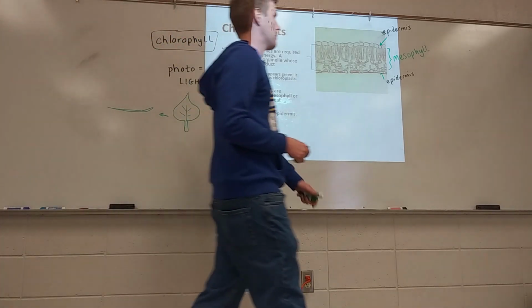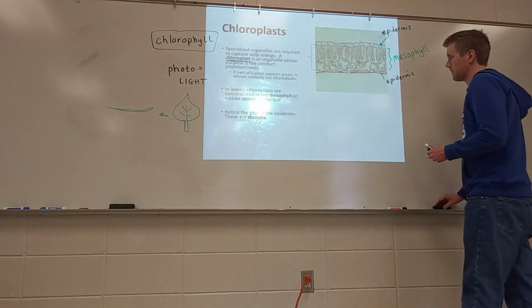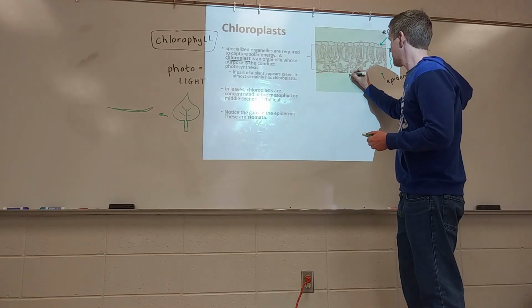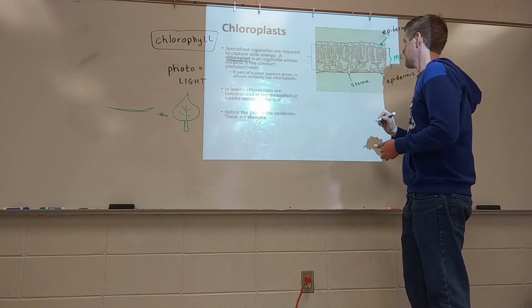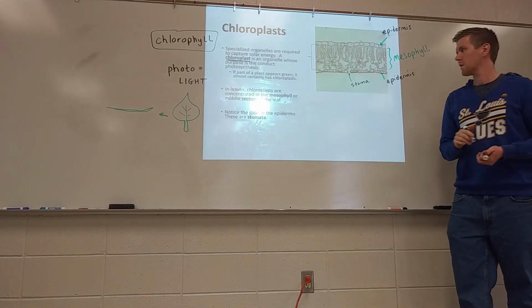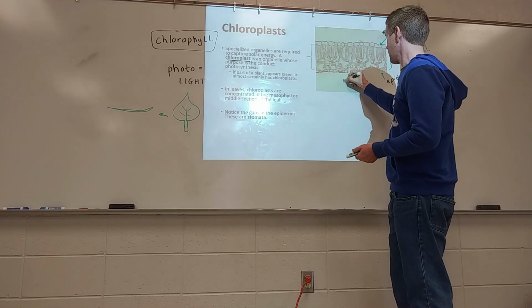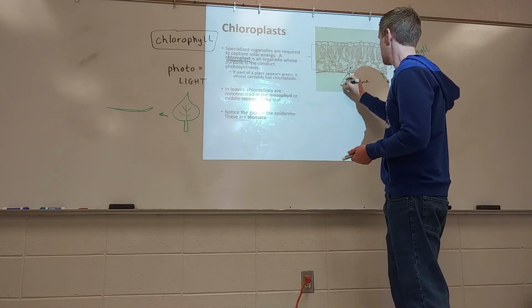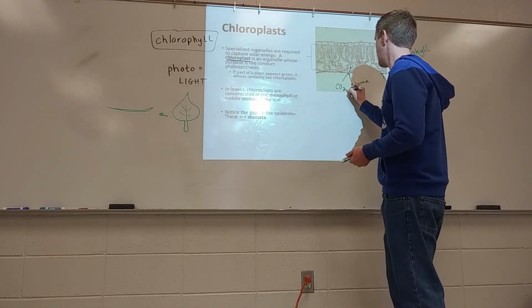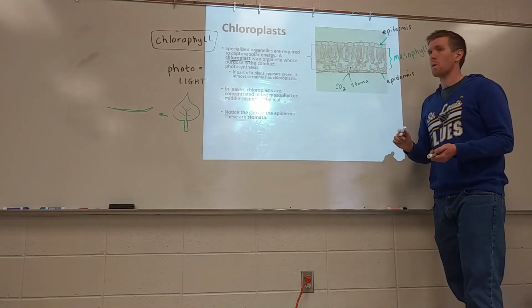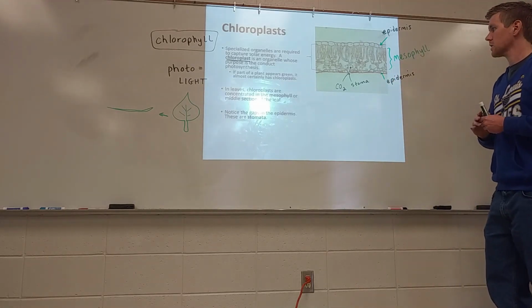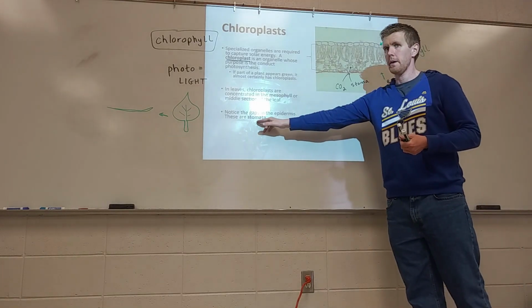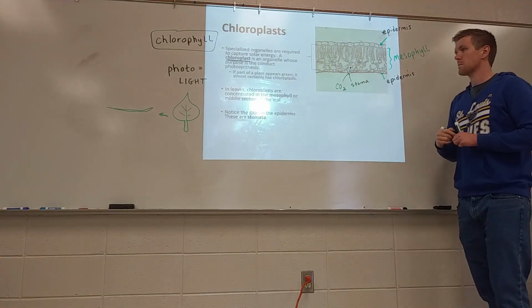Also notice there's a gap. Here's the bottom. This gap is called a stoma. It's a Greek word that means mouth. This is where you're going to have CO2 enter the plant. It's also where oxygen is going to leave. Okay? But it's called a stoma. Plural is stomata. This is like the plant's mouth.